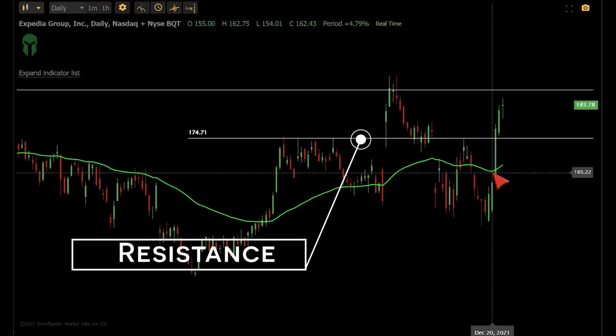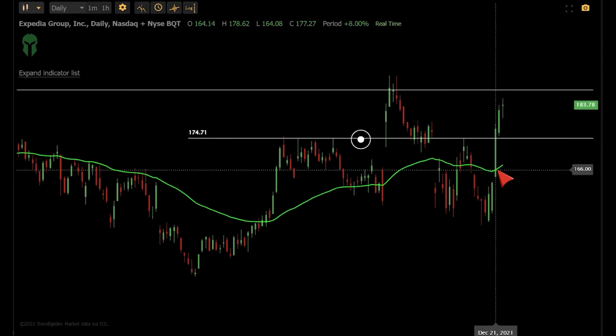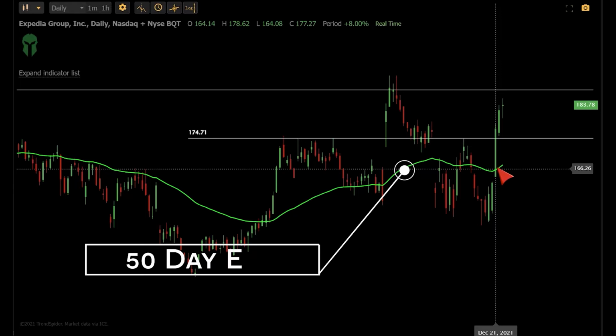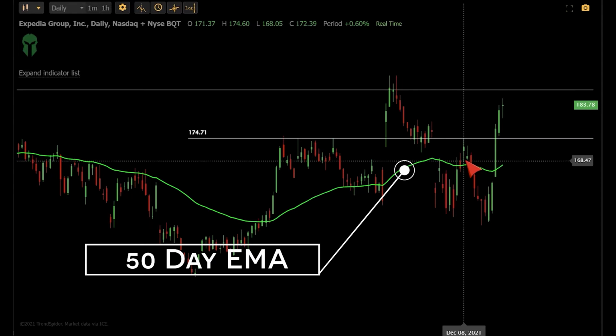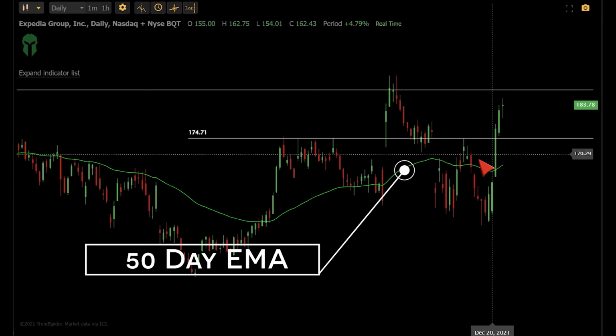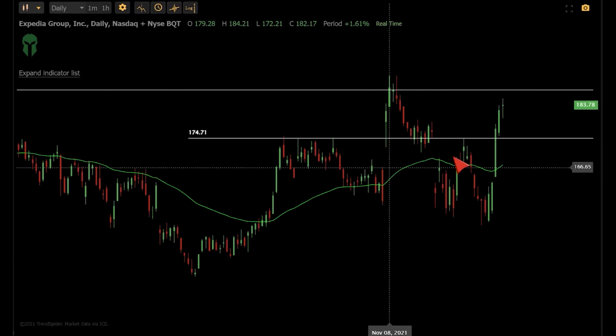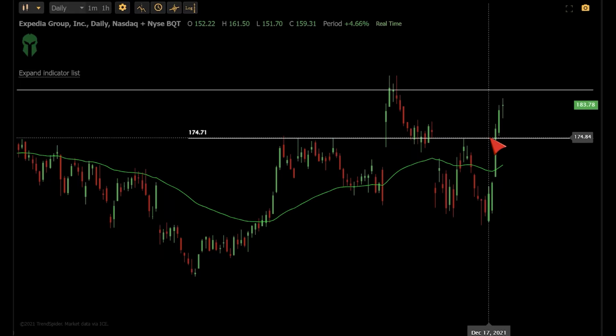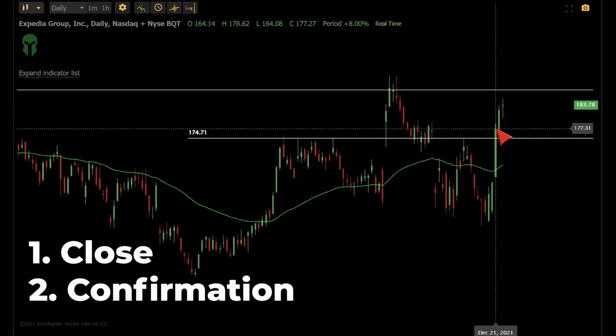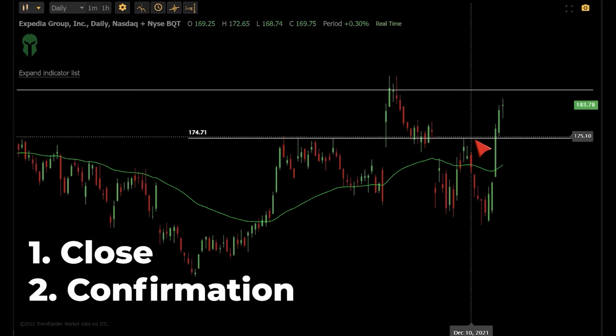Now, you've broken this day above your 50-day EMA, but you see this right here? You don't really have confirmation. You're just in no man's land. Maybe you could say that you have the gap fill, as we've discussed in previous videos, but what you're really looking for is close and confirmation, okay? Once you're over this level.